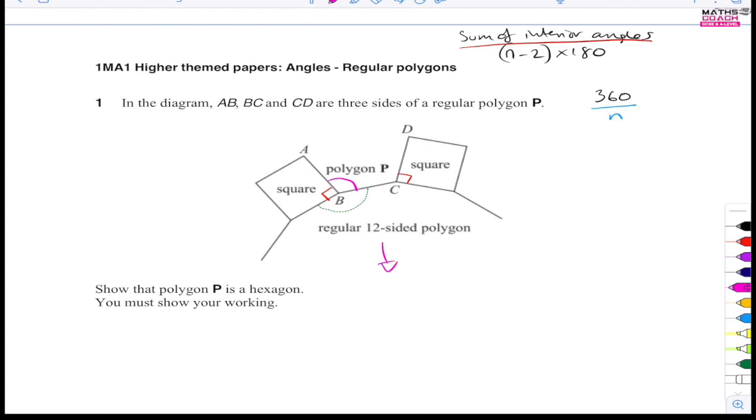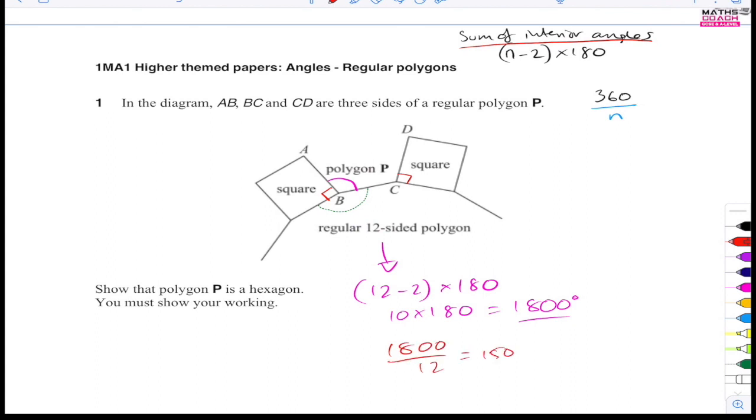So let's use this information about this being a 12-sided polygon and use our formula. So we're going to have 12 minus 2. 12 is the number of sides, and we know it's got 12 sides or 12 angles, and then we're going to times that by 180. So that's going to be 10 times 180, which is 1,800 degrees. So the sum of the interior angles, all 12 angles, add up to 1,800. What does one angle equal then? We just need to do 1,800 divided by 12, and we get 150 degrees. So one of these angles is 150 degrees.